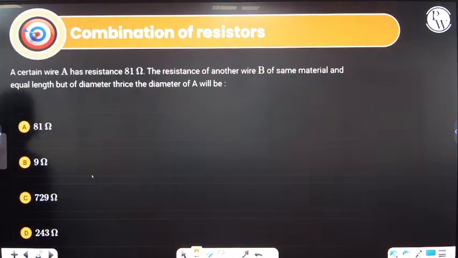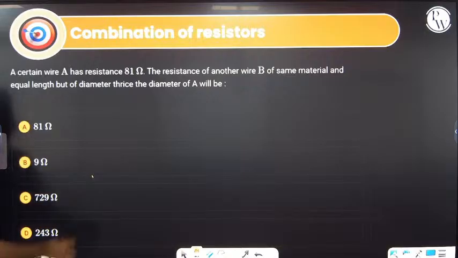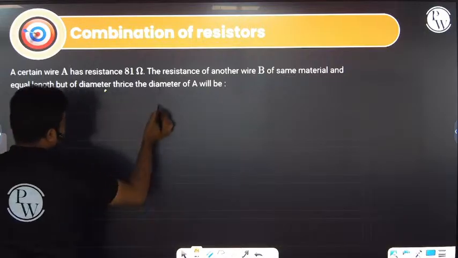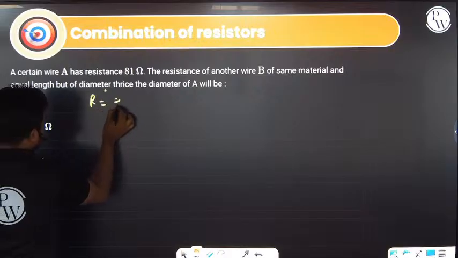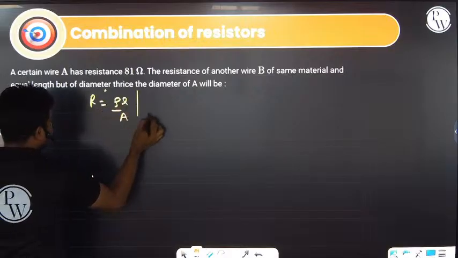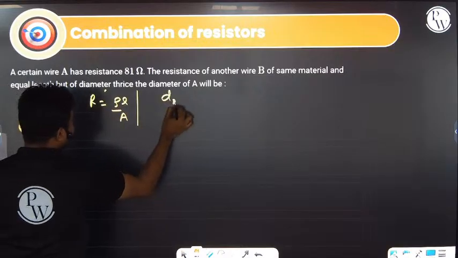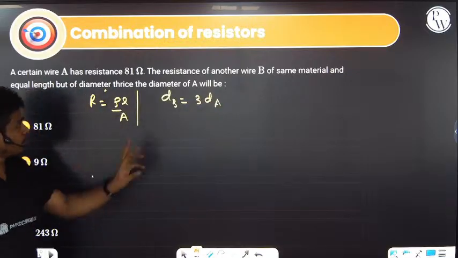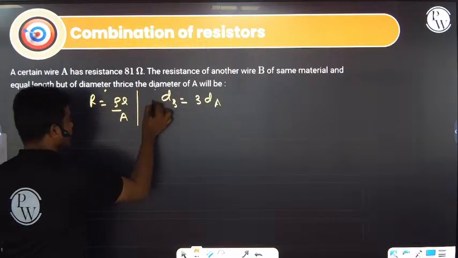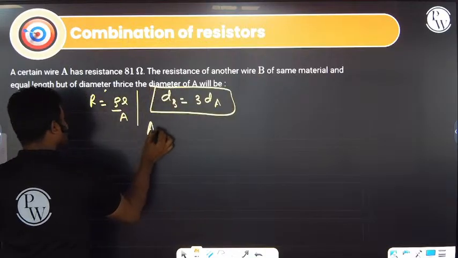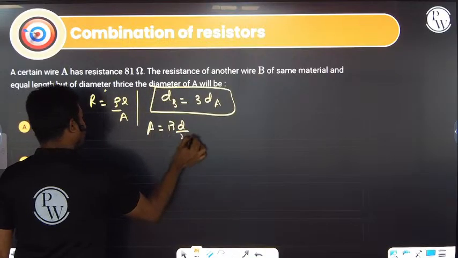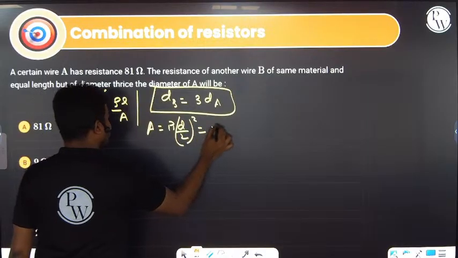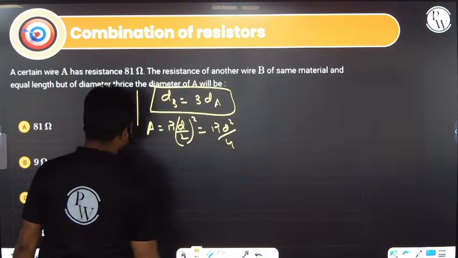Next, a certain wire A has a resistance of 81 ohm. The resistance of another wire B of the same material, equal length, but the diameter of B is 3 times the diameter of A. So R equals rho L divided by A. Two wires are A and B. The diameter of B is 3 times the diameter of A. So what is the area of the cross section? Pi d by 2 whole square, that is pi d square by 4.